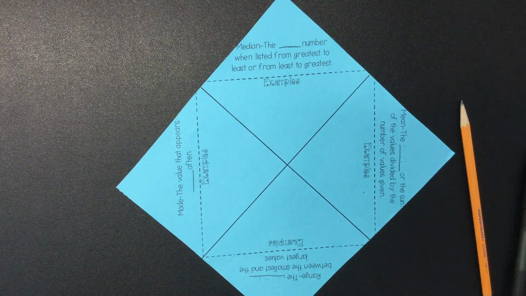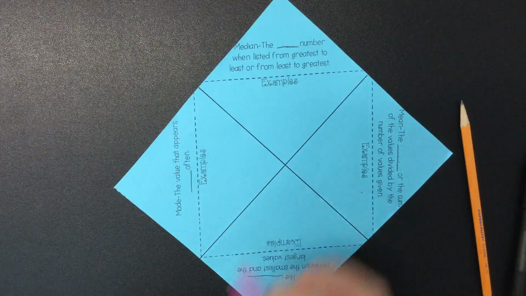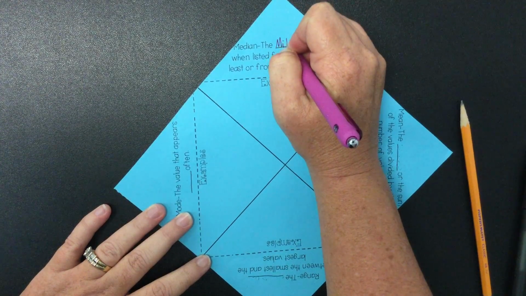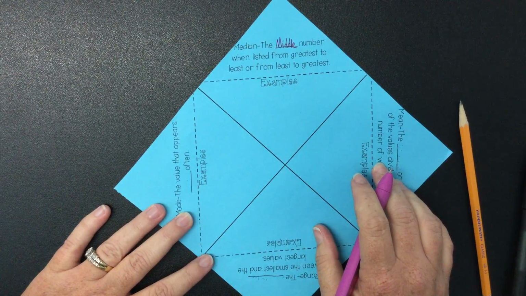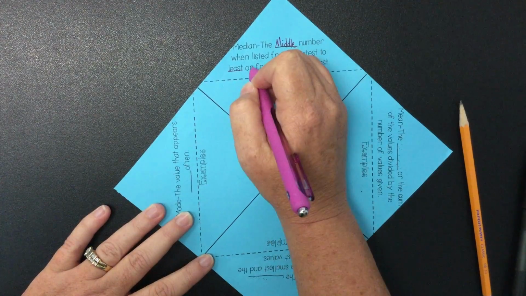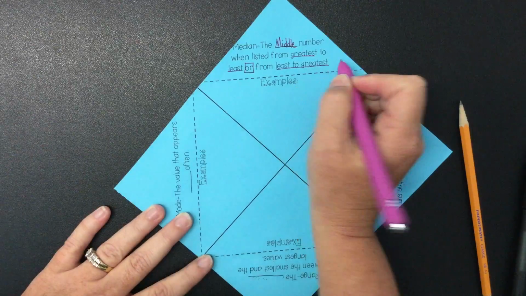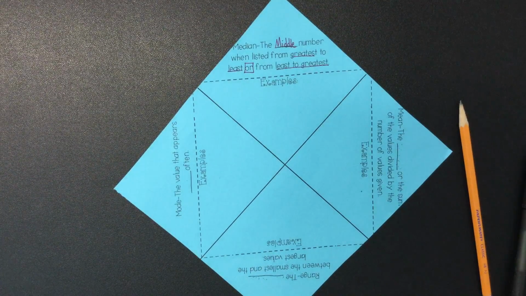Okay, so the very first measure of central tendency that we are going to discuss is median. Median is the middle number when listed from greatest to least or least to greatest. So ultimately, as long as they are in order, whether it's least to greatest or greatest to least, you can find the middle. If you just have a number vomit, and the numbers are not in any type of order, you cannot find the middle number.